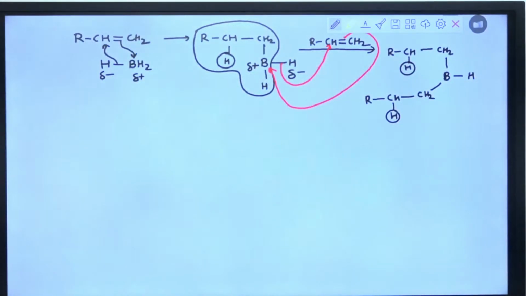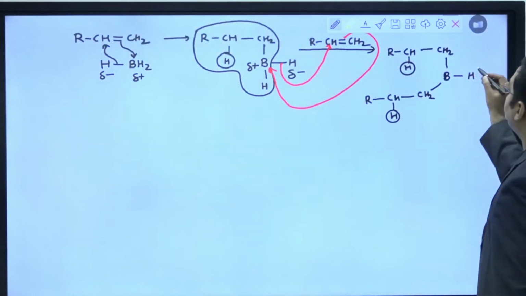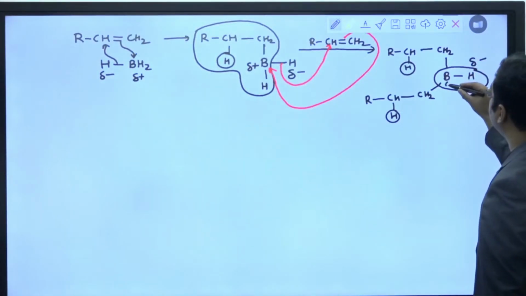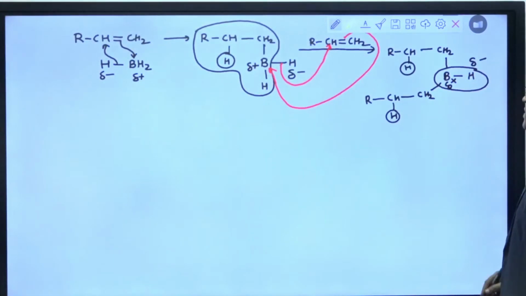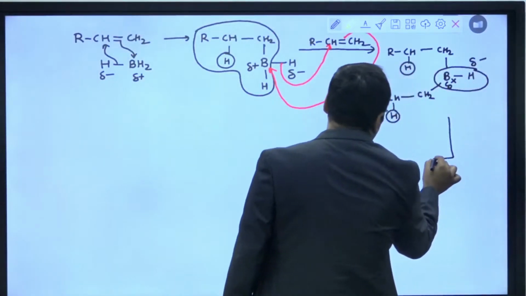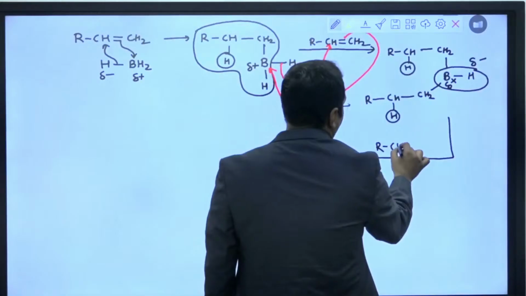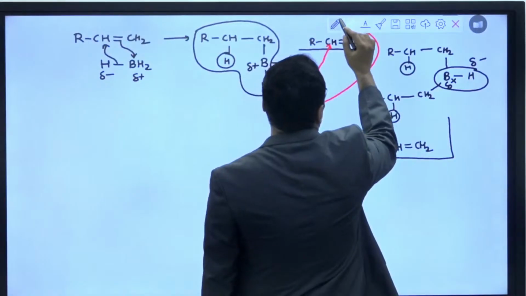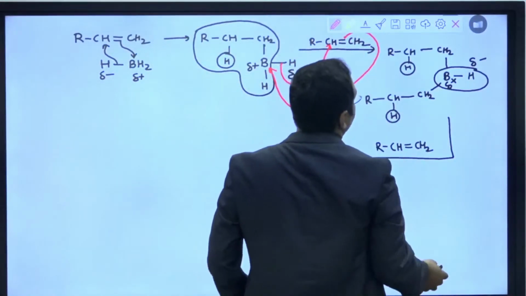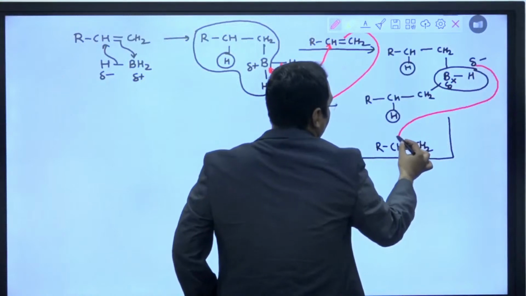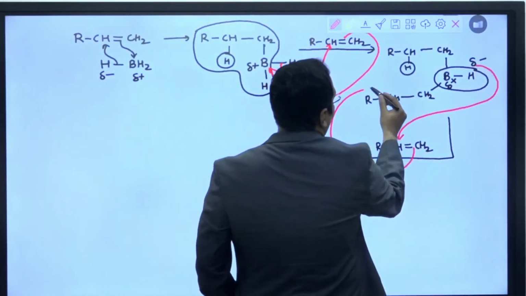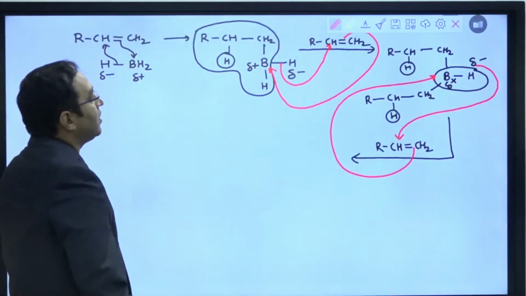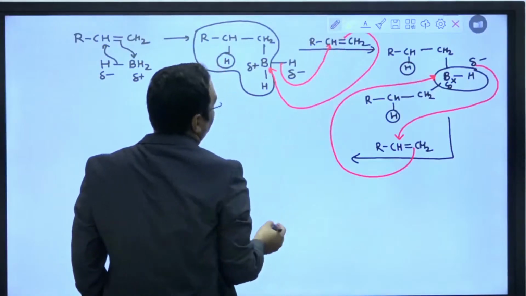RCH CH2. Now, what is the next part? This is the BH bond, right? In this BH bond, this is delta minus, this is delta plus. अब फिर से आप वही काम करोगे. क्या काम करोगे? अब फिर से एक और RCH double bond CH2 will bring. So what's going to happen this time? Where is the negative part? Negative part attacks here. And where is this part going to attack? On the boron. कर लेंगे? So what's the outcome?